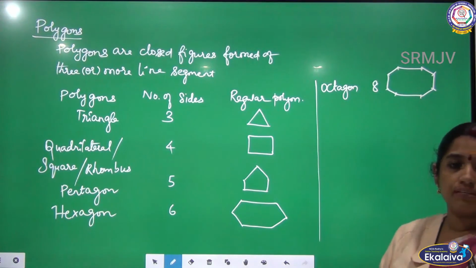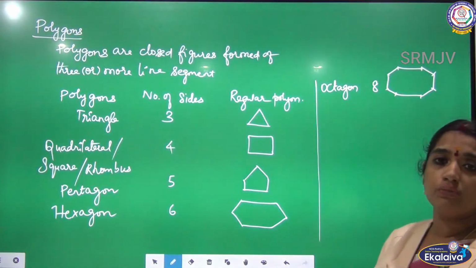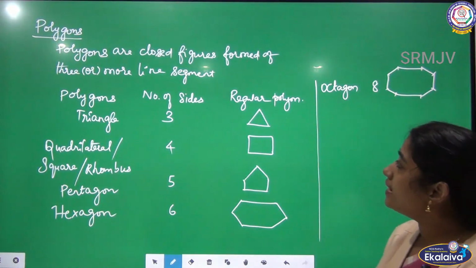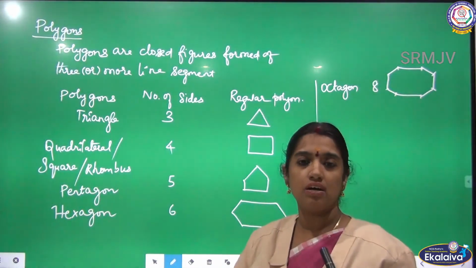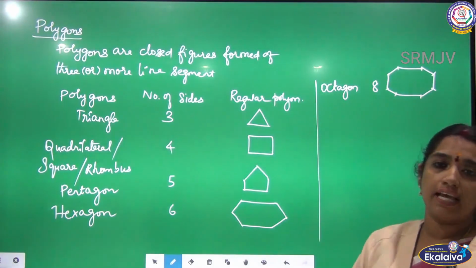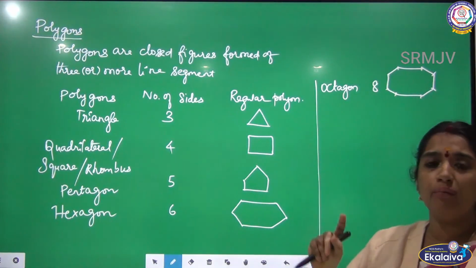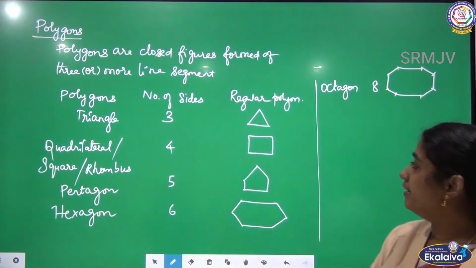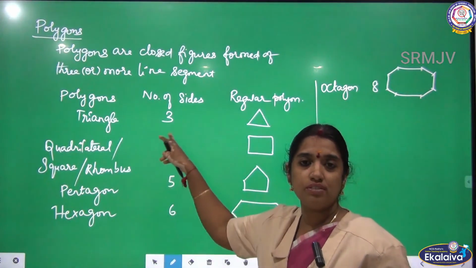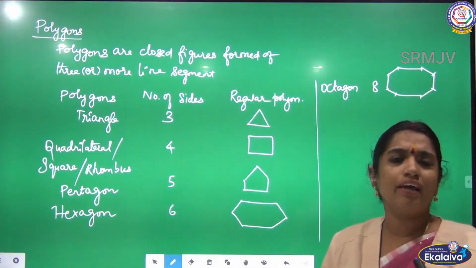Now I am going to discuss polygons, and in our class, what are the polygons we are going to discuss, that we are going to read here. Okay. Polygons are closed figures made of three or more line segments joined together. See here, an example for the polygon is the triangle, which has three sides. Okay, it is a regular polygon. What is meant by regular polygon?